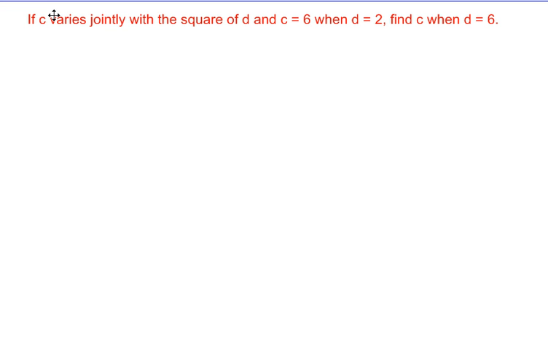In this lesson, I'm just going to give you a couple quick tips for your accelerated math. This problem here says, if c varies jointly with the square of d. Remember, when it starts with that first variable, that's like our y. So when I think of jointly, I would say that that's y equals kxz, right?